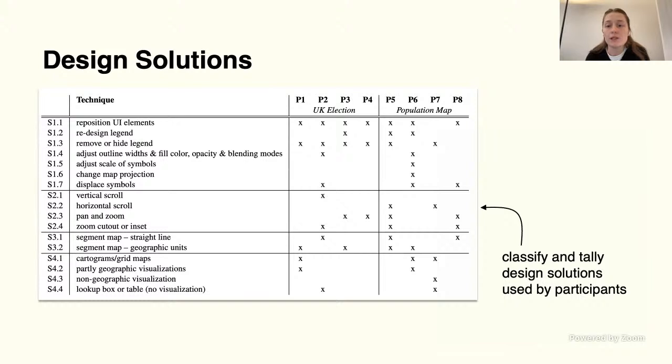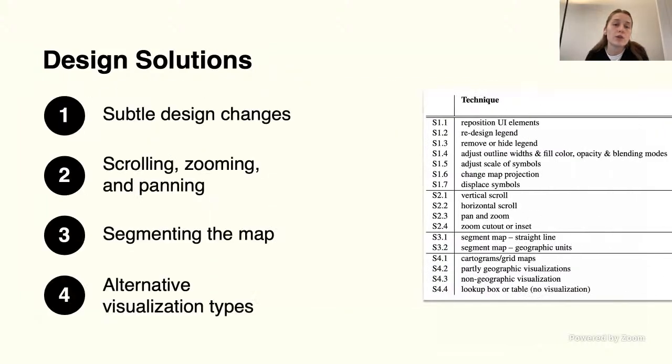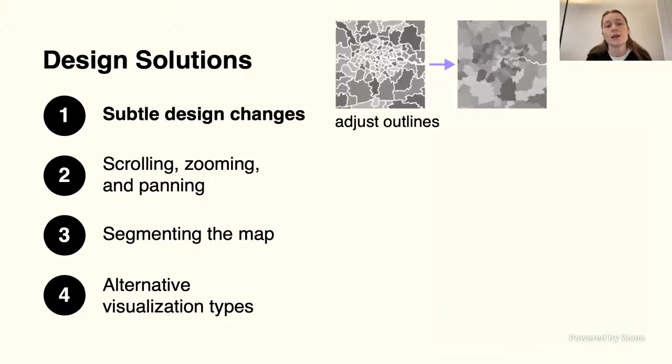We found a really clear hierarchy in how these techniques were applied and grouped them into 4 groups where participants started with subtle design changes. Then they used things like scrolling, zooming, and panning. Then some segmented the map, and then finally, as sort of a last resort, they used alternative visualization types. And I'm going to give some examples from each of these 4 categories for specific techniques that they used.